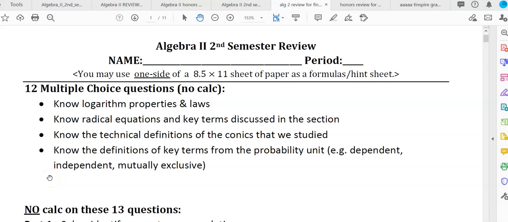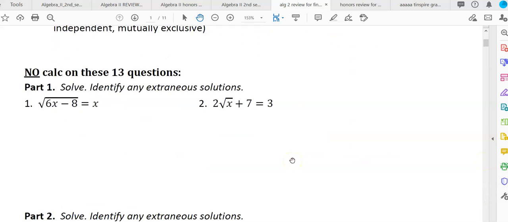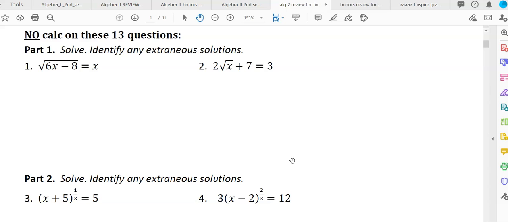Okay, so we went over these in class, so we're not going to do those right now. Let's go to the next section. Okay, so part one. No calculator in these, so let's see what we can do. We're going to try to solve these for x.